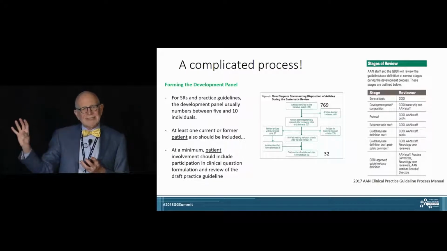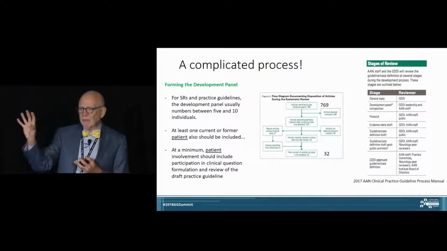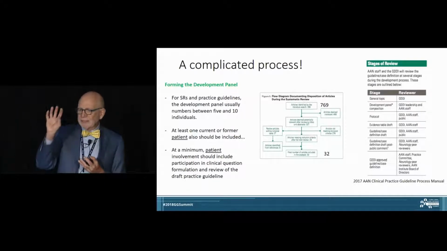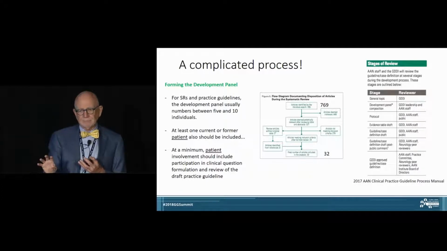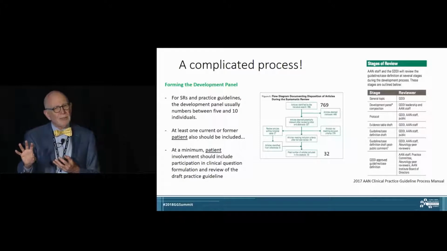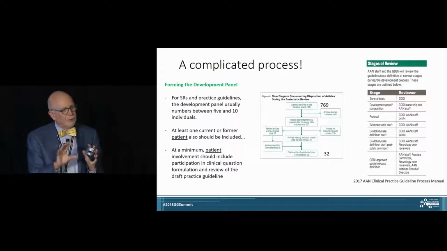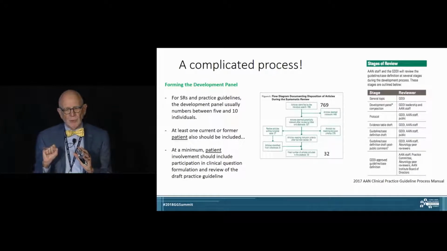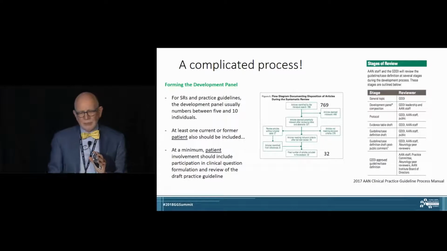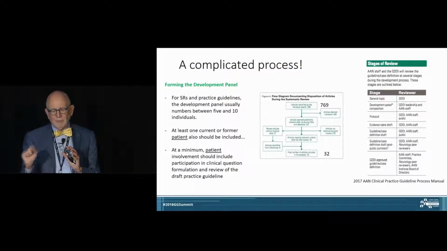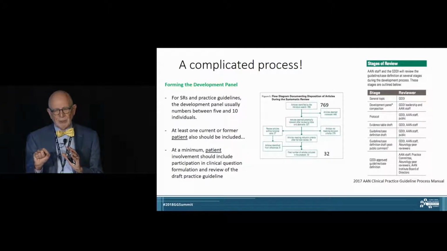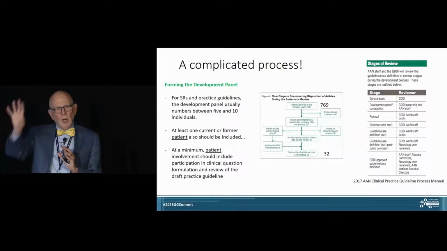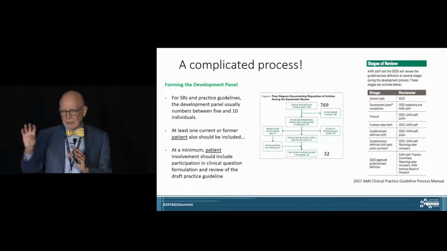It started with 769 relevant articles discovered in the literature. In the end, after going through all the criteria that one uses, there were 32. To go from 769 to 32 is a big deal. On your right, where it says forming the development panel, what is the group of people that comes together to create a guideline? It's usually between 5 and 10 individuals, at least one current or former patient, and I'm emphasizing patients throughout the presentation. At a minimum, patient involvement should include participation in clinical question formulation and review of the draft guideline. They need to be involved. On your right are all the steps that the Academy goes through to come to a guideline.